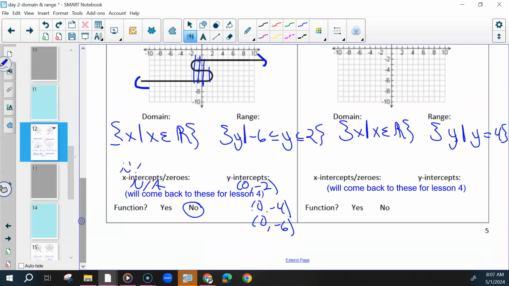Do you have any x-intercepts? No. And y-intercepts? 0, 4. Is this a function? Yes. Horizontal lines can be functions. Vertical lines cannot be. This is a vertical line, it therefore doesn't pass the vertical line test.